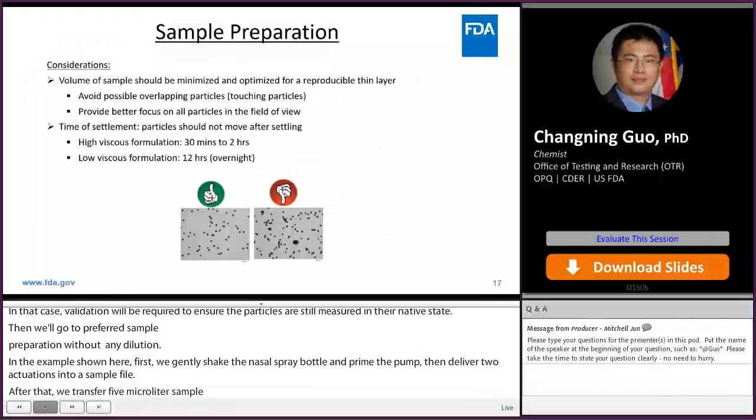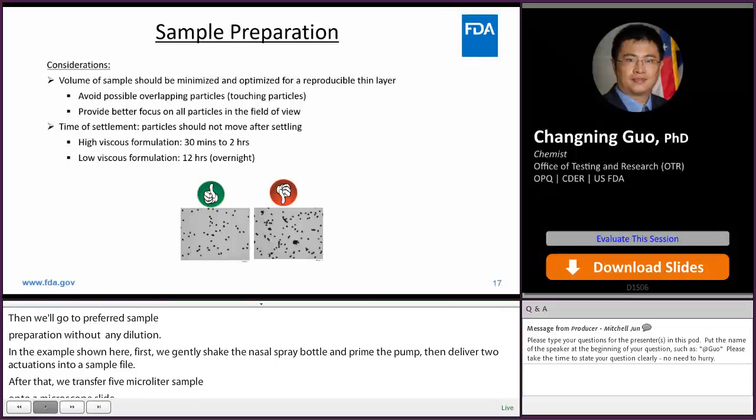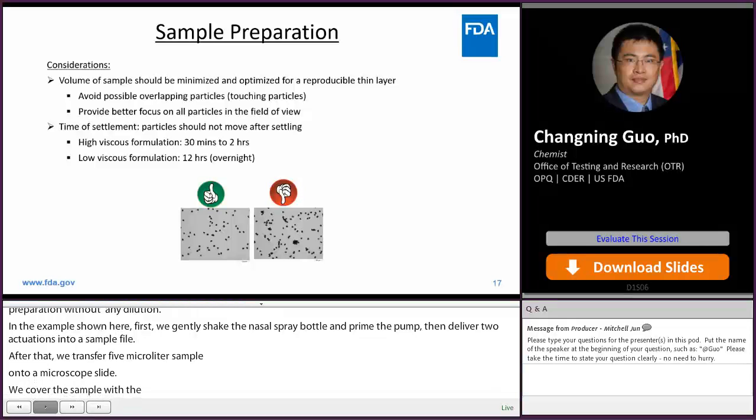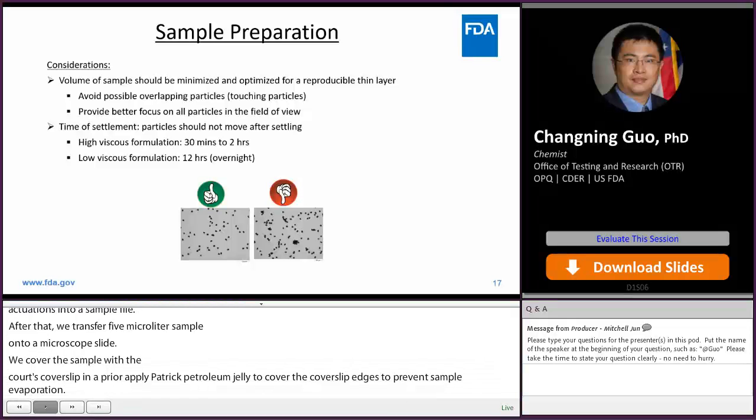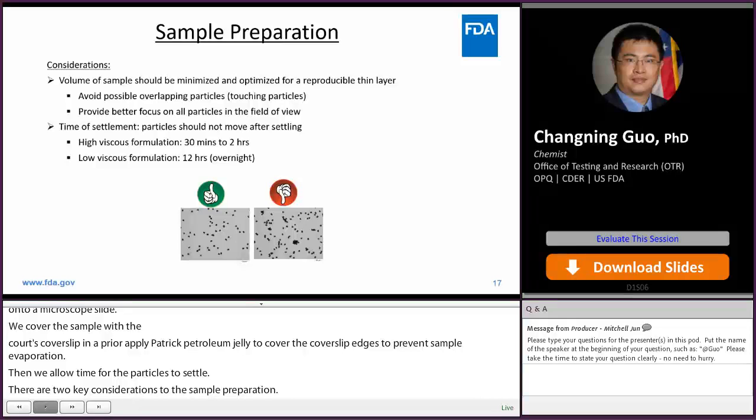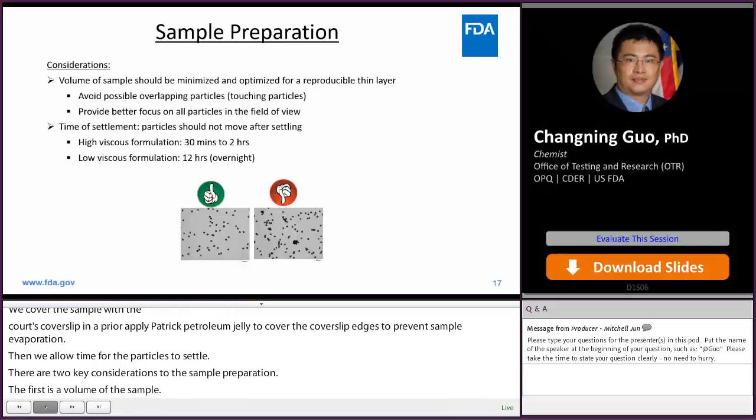There are 2 key considerations during sample preparation. The first is the volume of the sample. The volume of the sample should be minimized and optimized for producing a reproducible thin layer. First, it will avoid possible overlapping particles or touching particles. Second, it will provide a better focus on all particles in the field of view.